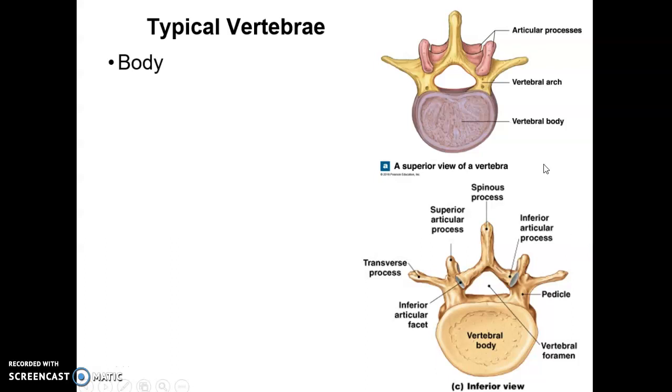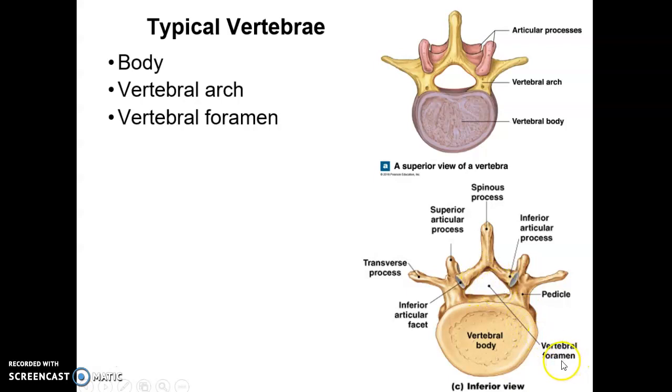So continuing with a typical vertebra, the body is this enlarged portion of the vertebra, and it's the weight-bearing portion. The vertebral arch is what you see here, made up of different components of the vertebrae, because it arches over the body, forming the vertebral foramen. So foramen is an opening or passageway, and what goes through here is the spinal cord.